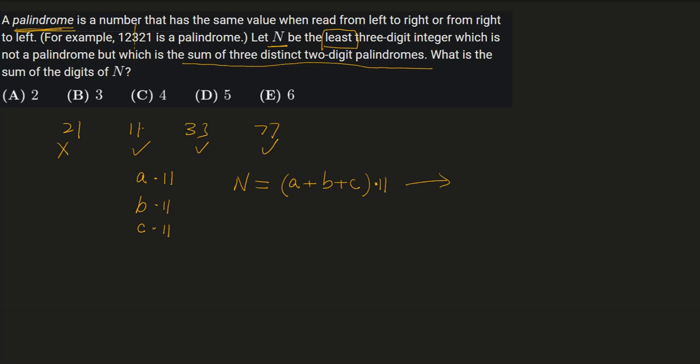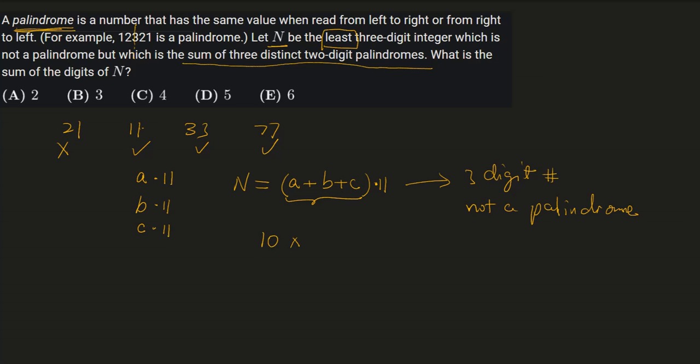And we want this to be a 3-digit number. At the same time, it should not be a palindrome. Then what should these a, b, c be? Can the sum of a, b, c equal, let's say, 5? That's impossible, right? In that case, n is 55. That is not a 3-digit number. Then we know that the minimum value that the sum of a, b, c can take is 10.